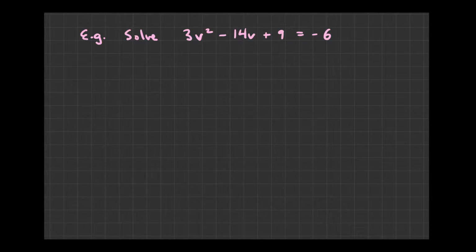If you're not super comfortable with what we did yesterday, we can cover some of that again today. But for the sake of the video, I'm going to assume that we're good. Our first step is to set it equal to 0, otherwise the trick with the factors doesn't work. So let's add 6 to both sides. We get 3v squared minus 14v plus 15 equals 0. Awesome. Now we have to factor this thing. Yeesh.